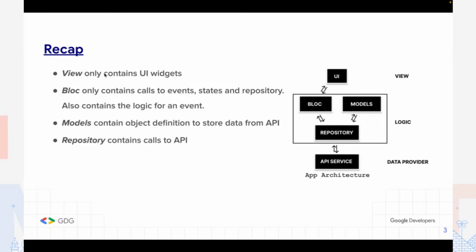So view only contains UI widgets. Bloc contains calls to the events, states, and even calls to the repository. So the main logic of the app is in Bloc, but Bloc is also dependent on the repository and models. Models contain the object definition that is used to store the data which will be returned from the API, and the repository contains the calls to the API. So this is a simple app architecture that I have, and today we will be exploring them with an example.